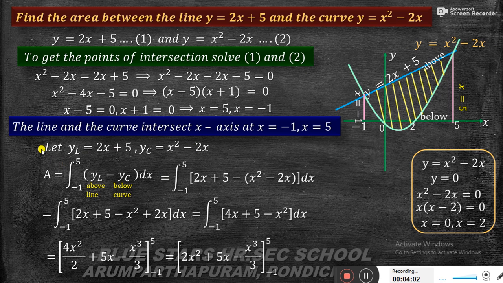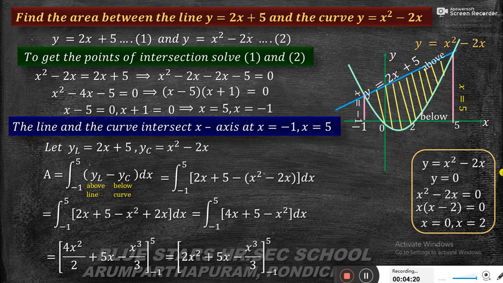So the next step, yl equal to 2x plus 5, yc equal to x square minus 2x. That means yl is the upper curve, the line above, and yc is the lower curve, the curve below.